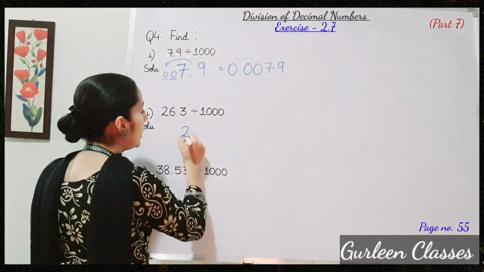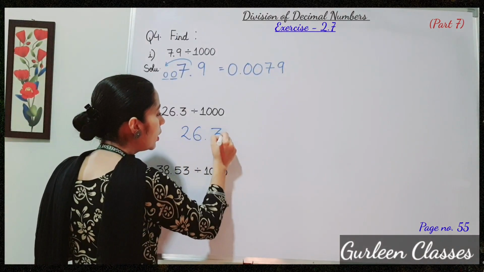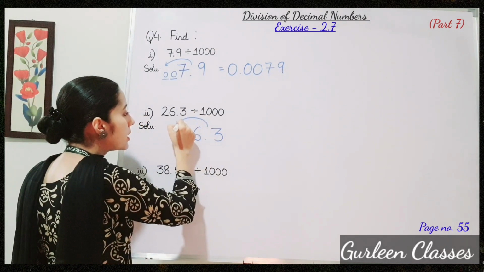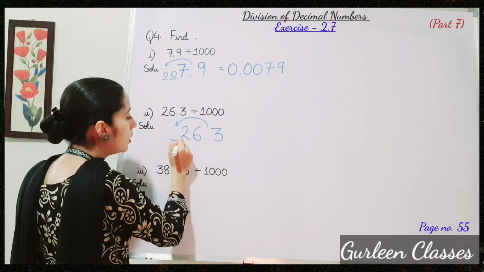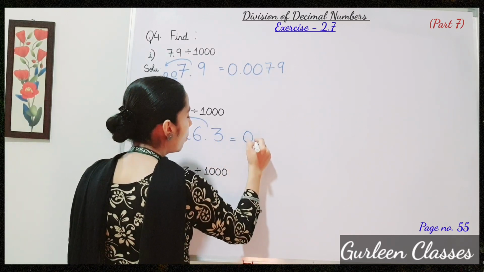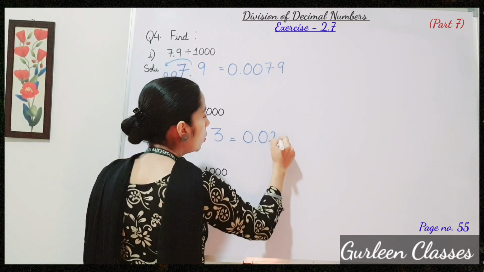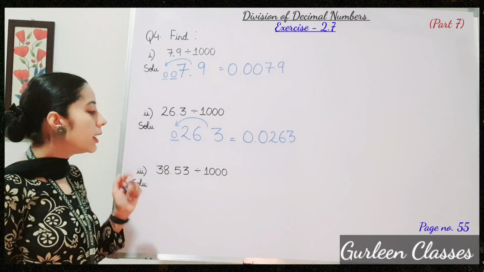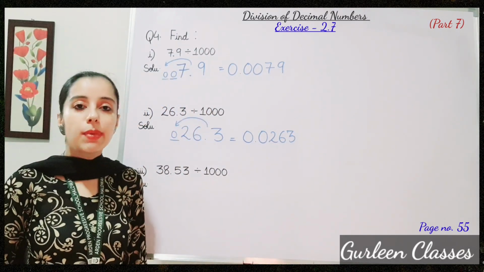Now second part, 26.3 divided by 1000. So it is 26.3. Move this decimal point to the left by 3 places. 2 places are already there. Third place will be 0. So answer is 0.0263.